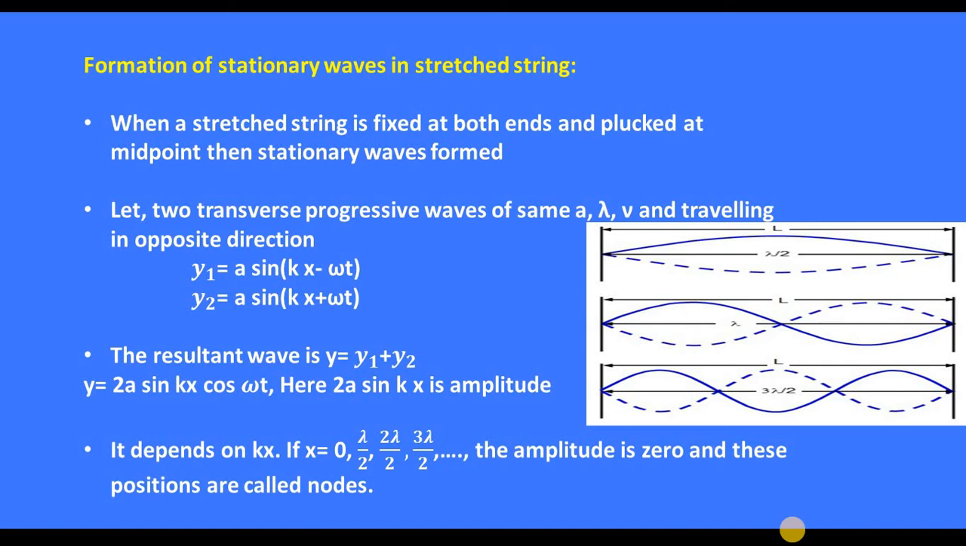Then where will the nodes form, and where will the antinodes form? To define that, when the amplitude becomes 0, we say it is a node. So it depends on the kx value, because the amplitude is given by the function 2a sin kx.